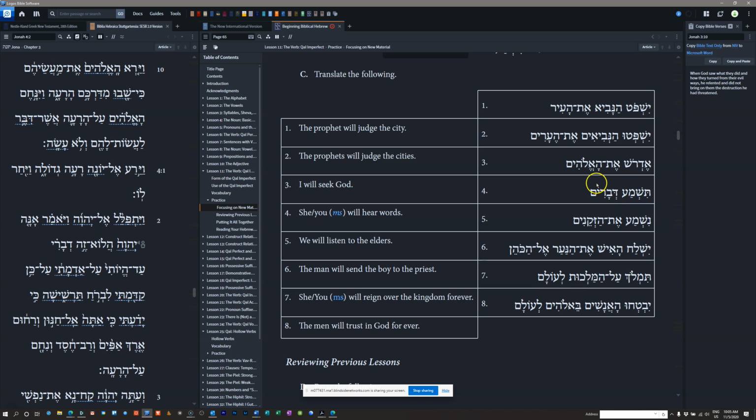That means devarim is probably the object of this verb, and we do not have an explicit subject. So that means we're going to translate it either as she will hear words, not the words, we don't have a definite article here. She will hear words, or you, masculine singular, will hear words. Either one of those translations works. Context doesn't necessarily prefer 3FS over 2MS here, so we just translate both options.